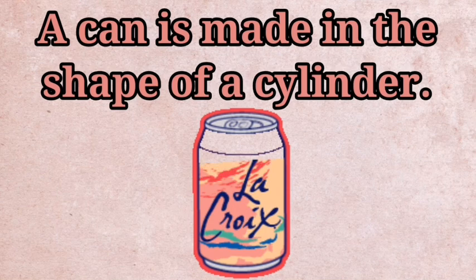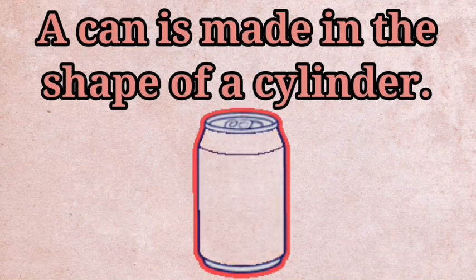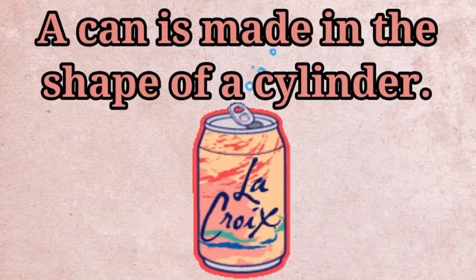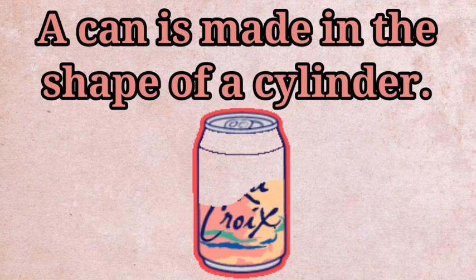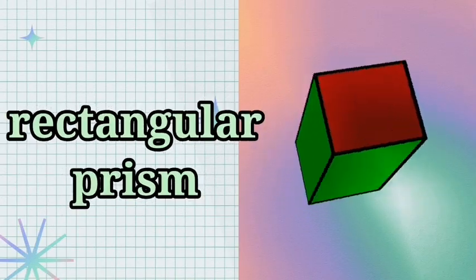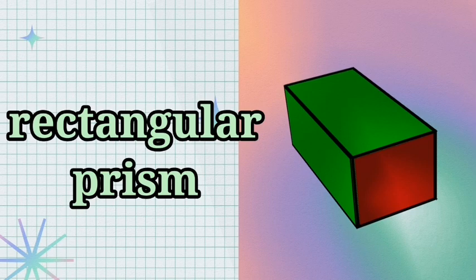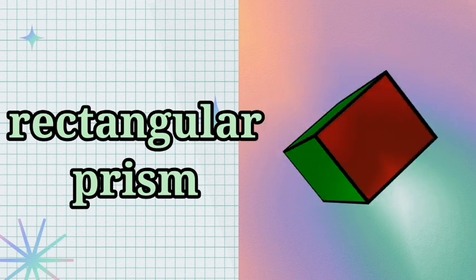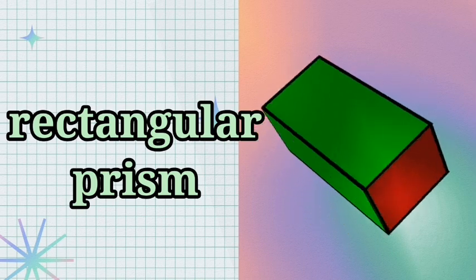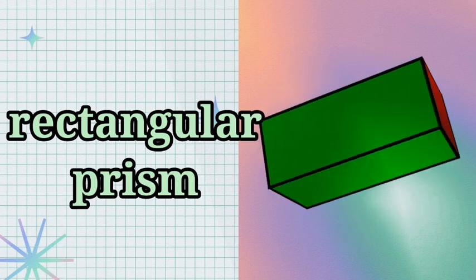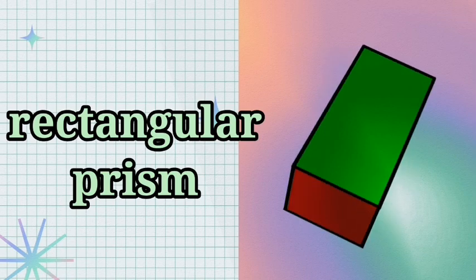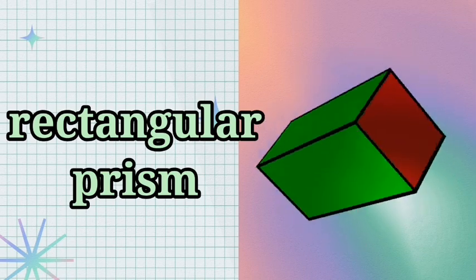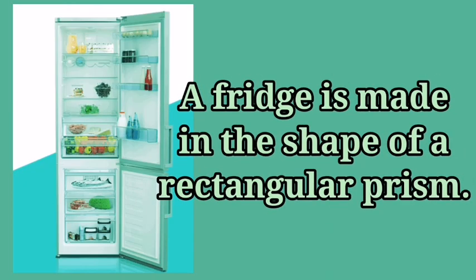A can is made in the shape of a cylinder. Rectangular prism. A rectangular prism is a solid shape which has 6 faces, all in rectangle shape. A fridge is made in the shape of a rectangular prism.